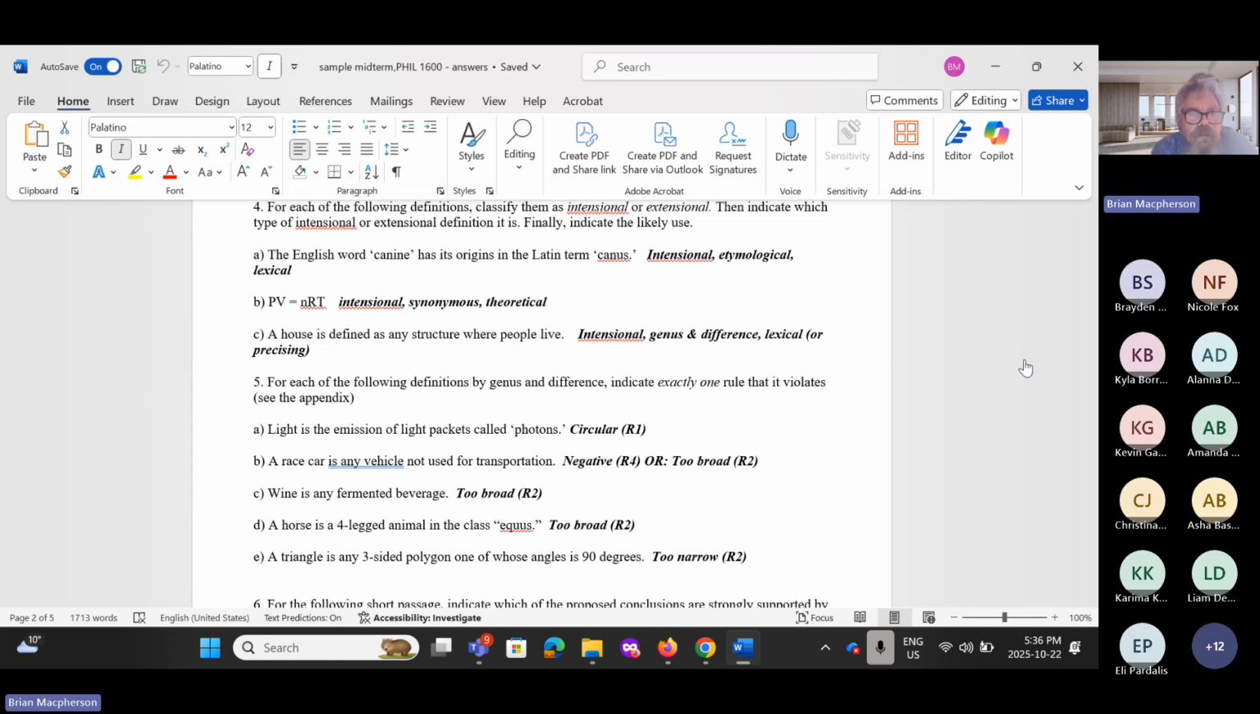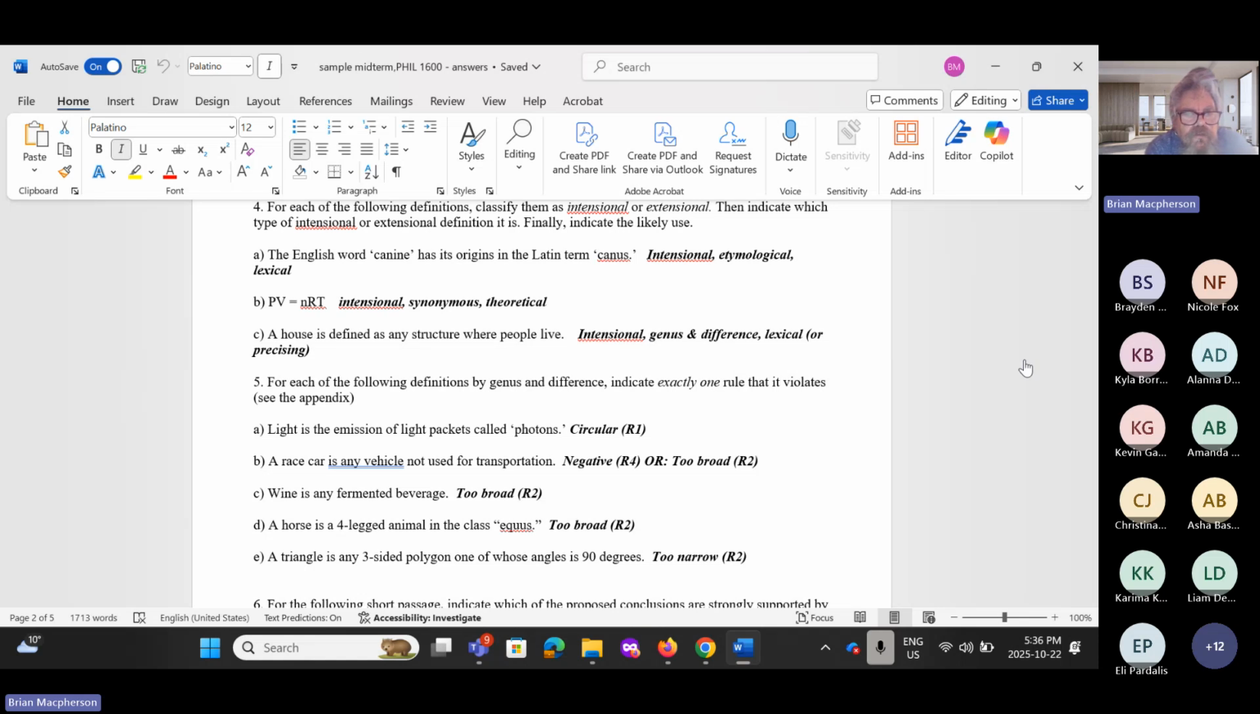Okay, number B, PV equals nRT. I'm sorry to haunt you with introductory university chemistry or high school chemistry, but that's just from chemistry. Pressure times volume equals n times R, which is a constant, and T. Is n Avogadro's number? I'm not quite sure, but anyway.